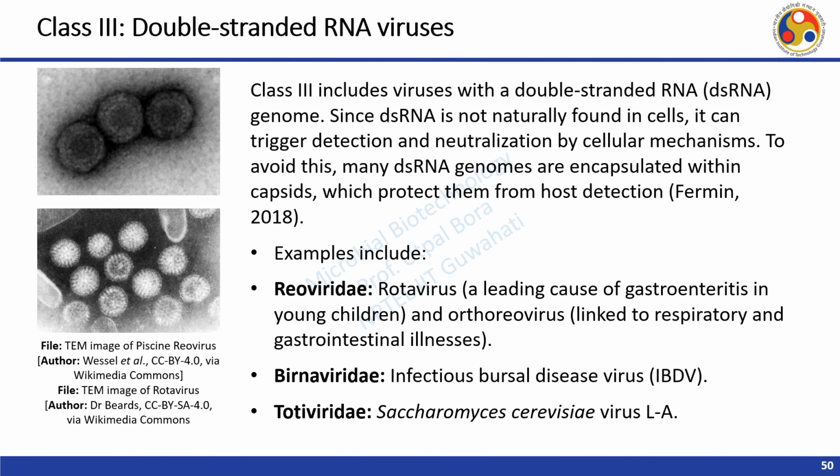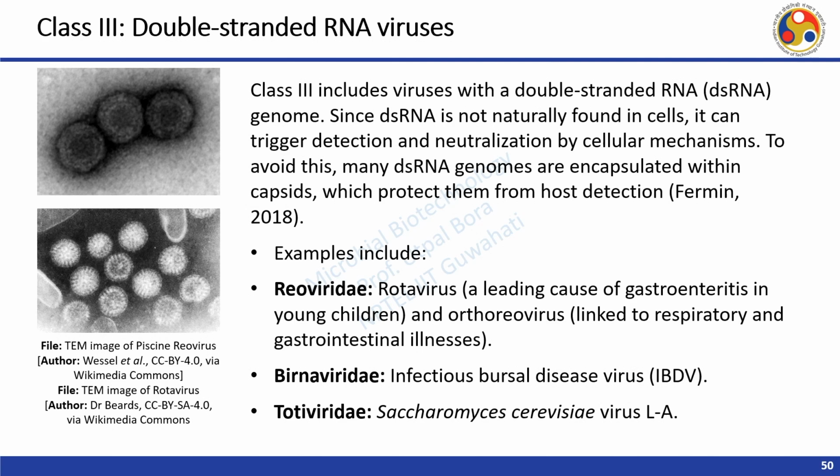The class 3 double stranded RNA viruses. Since double stranded RNA is not naturally found in cells, it can trigger detection and neutralization by cellular mechanisms. To avoid this, many double stranded RNA genomes are encapsulated within capsids, which protects them from host detection, and it is a very clever way by the virus to save itself.